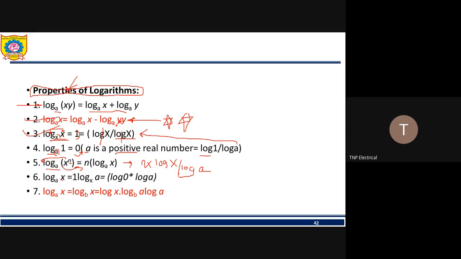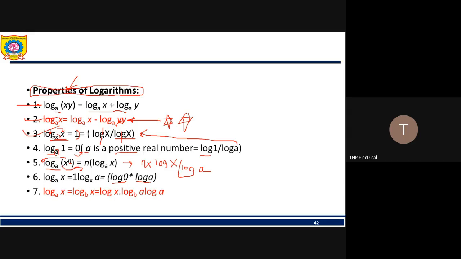Next, log x to the base a is equal to 1 into log x to the base a, friend. And it can be represented as log x into log a. Hope you are getting my point. So this is again a different analogy.